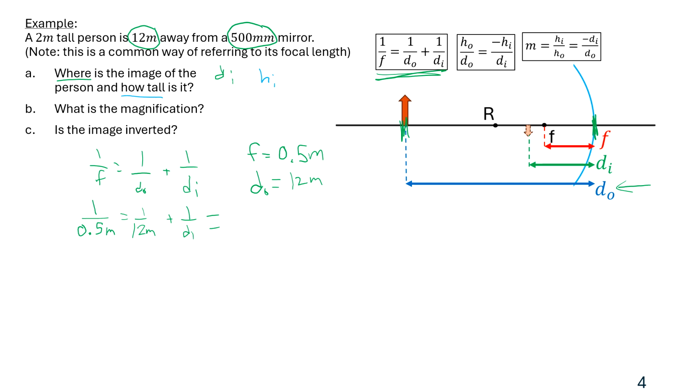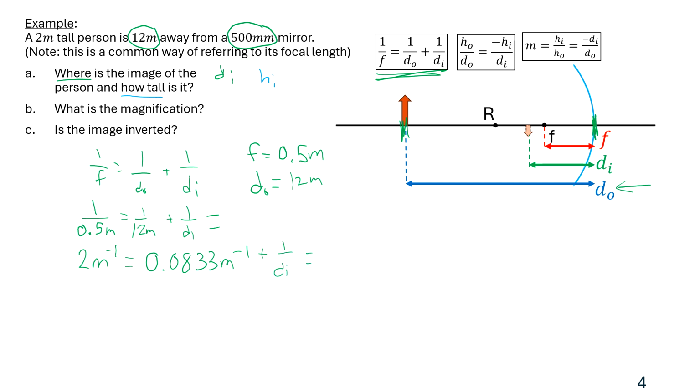1 over 0.5, well that's just 2. And it's not going to be 2 meters. Since meters is on the denominator, it's actually going to be 2 times meters to the minus 1. 1/12, similarly, is 0.0833, but it's not going to be 0.0833 meters. It's 0.0833 inverse meters, and that's what we're adding to 1 over di.